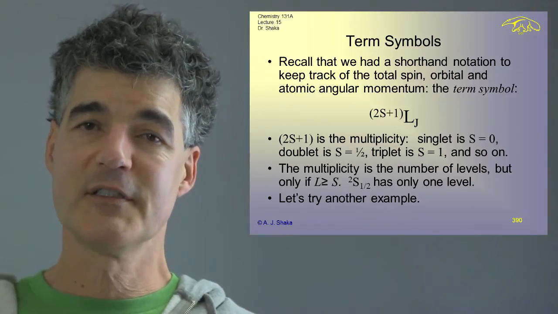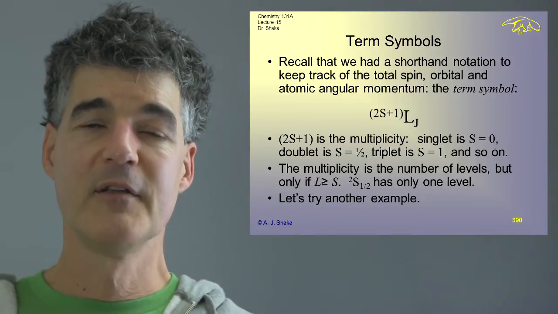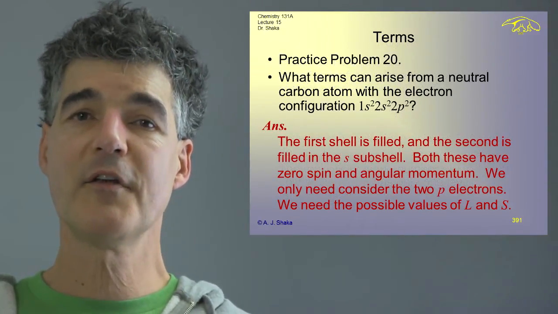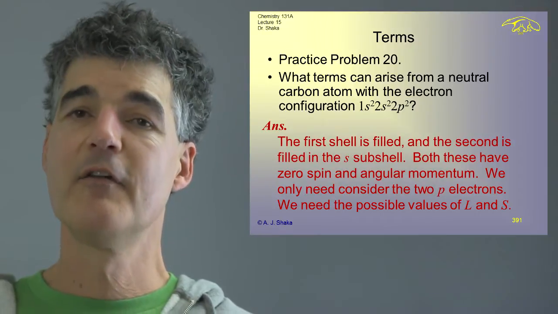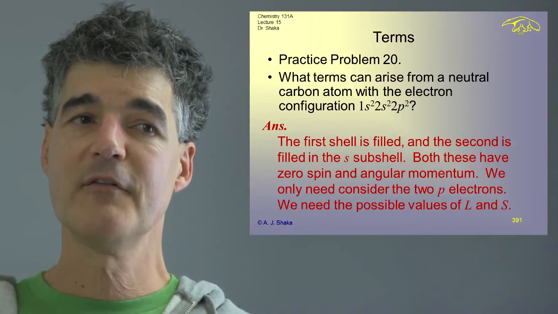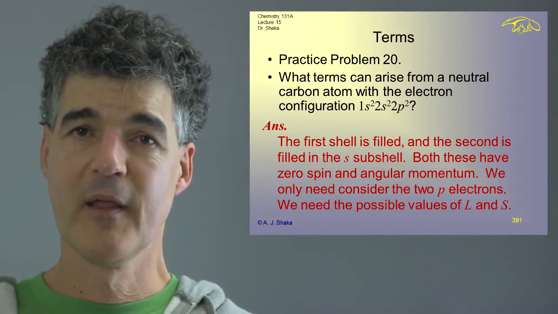Let's try another example and have a look at these then and see which values are allowed. So this is practice problem 20. What terms can arise from a neutral carbon atom with the electron configuration 1s2, 2s2, 2p2?